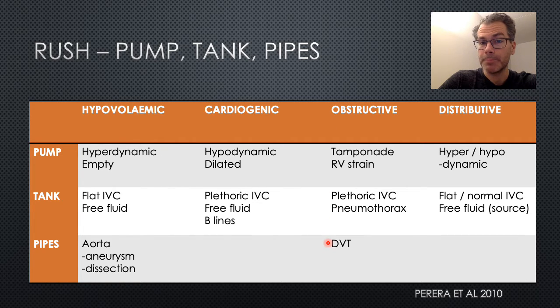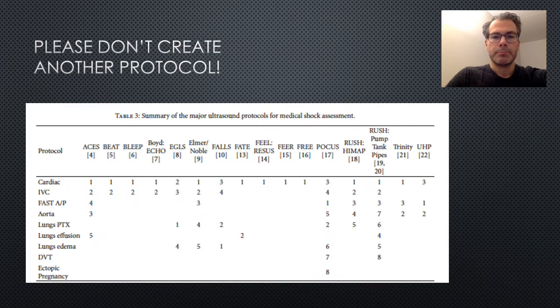And finally, in distributive shock, as we said, this is probably the least useful type of shock for ultrasound. You could potentially see a source of the sepsis, but ultrasound is not good in diagnosing distributive shock, so septic or anaphylactic shock. As you can see, the heart could be hyper or hypodynamic. The IVC could be flat or normal. So other than identifying sources of sepsis, ultrasound is probably least useful in this group.